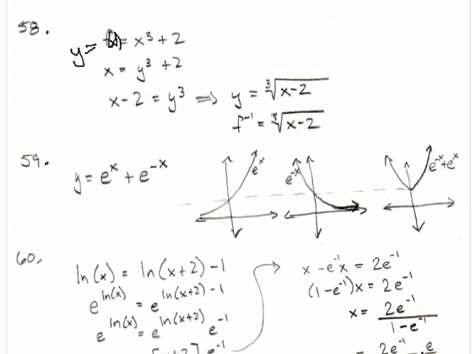using inverse order of operations to solve for y. So I subtract 2 from both sides of that equation, and find that x minus 2 is equal to y cubed, and therefore y is equal to the cube root of x minus 2. So our inverse function is equal to the cube root of x minus 2. Number 59.